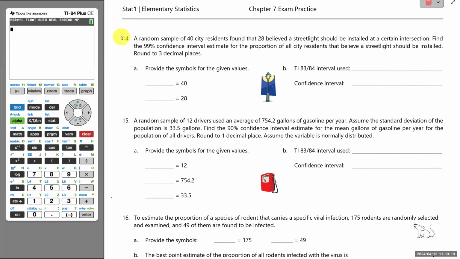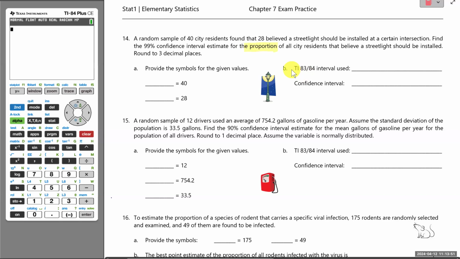Welcome. We're on page 3 of the Chapter 7 exam practice, number 14. We have a random sample of 40 city residents, and it found that 28 believe a streetlight should be installed at a certain intersection. Find the 99% confidence interval estimate for the proportion of all city residents that believe a streetlight should be installed.